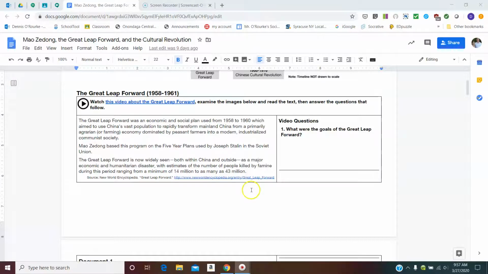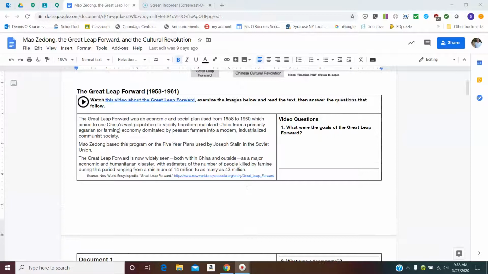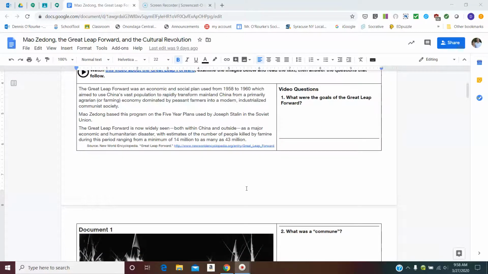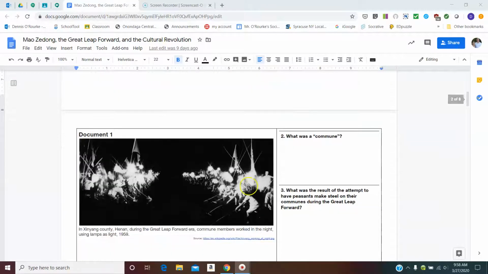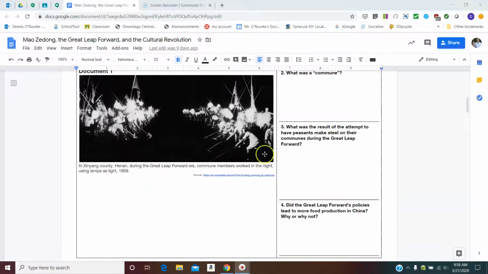The estimates of the number of people who died by famine and other reasons is somewhere between 14 million, which is a Chinese government estimate, and 43 million on the high side. Okay, the video will tell you what a commune is. Needless to say, it's very similar to the collective farms of the Soviet Union. You can see here there's a picture of commune workers working at night using lamps on the side.